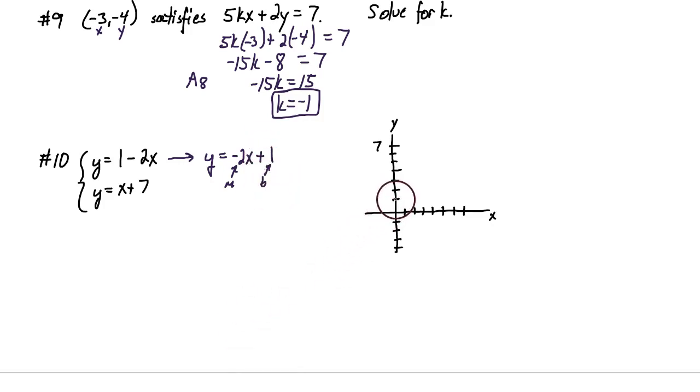So the y-intercept is at +1 and the slope is -2. Down 2, right 1. Down 2, right 1. Let's draw a nice straight line through those dots.